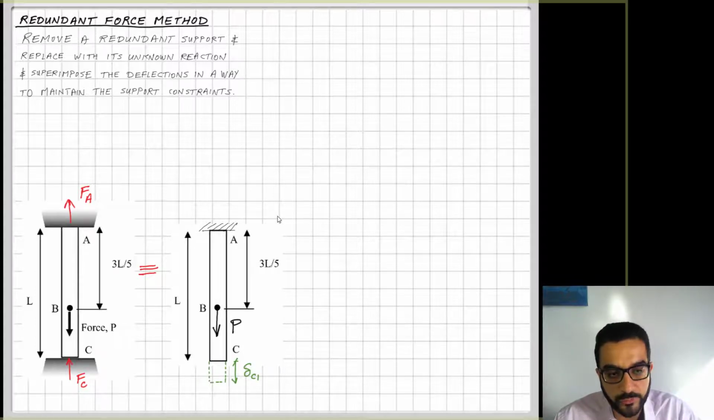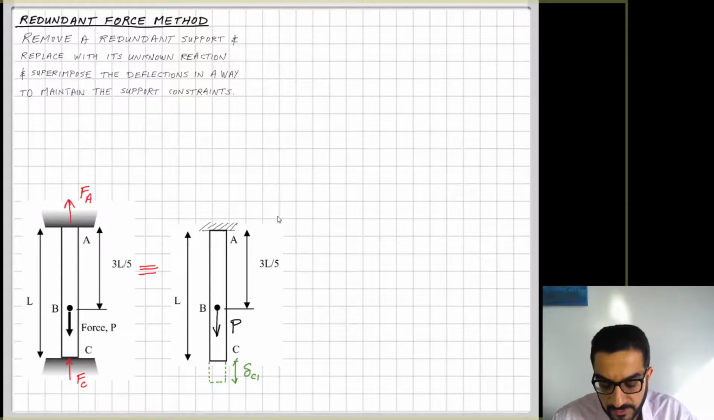Once you remove the support, the member will be free to deform, which was not the case before. So this member will now elongate, because I can see point B pulling it down. It's being tensioned here, and that elongation will be delta C1. Remember that that's not the original beam. I'm just making a version of it that I can actually solve, by taking out the redundant support at C. But the left case of the system is equal to the right, so it's not correct yet.